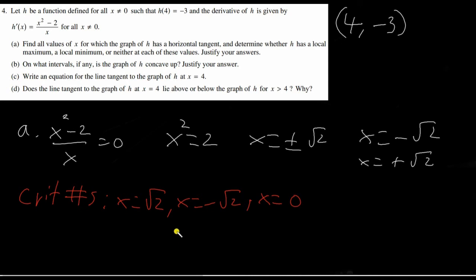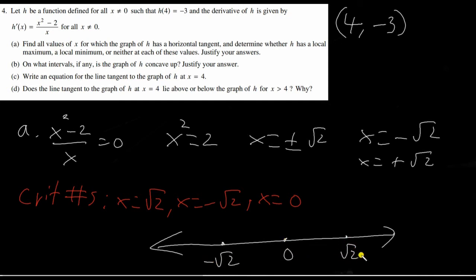Then I can set up a number line to check the signs of my derivative. If you put the critical numbers in order and then test for signs: if I plug in a number less than negative square root of 2 into h prime, I'm going to get a negative number. If I plug in a number between negative square root of 2 and 0, for example negative 1, I'll get a positive value. Between 0 and square root of 2, I'll get a negative value, and after square root of 2, I'll get a positive value. Notice that for both of my horizontal tangents, the derivative goes from negative to positive, at negative square root of 2 and at positive square root of 2.